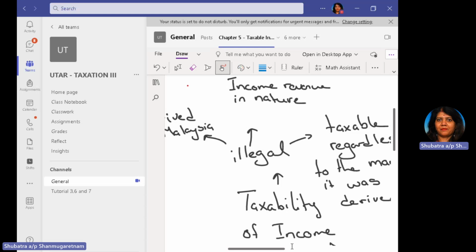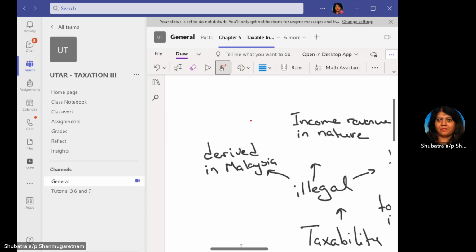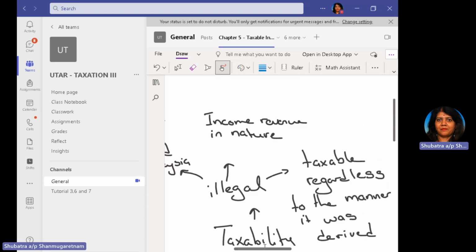Now, what if I'm a drug dealer? The first question Inland Revenue will ask me is, where are you selling your drugs? Malaysia, of course. So did you derive an income in Malaysia? I guess so. I'm selling it in Malaysia, right? So I derived an income in Malaysia. Now, is it an income to you, or is it a gain to you? Is it an income? Why are you selling drugs? You want money, right? Correct or not? So it's an income to you, right?